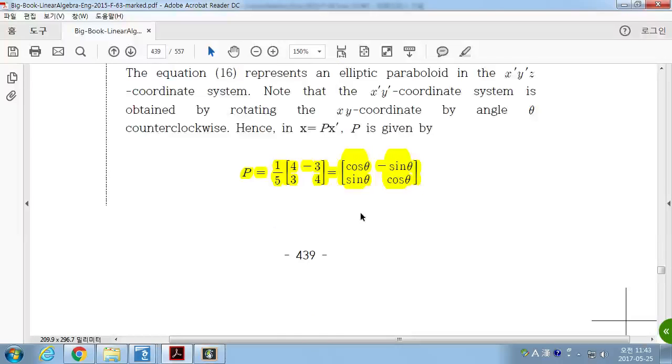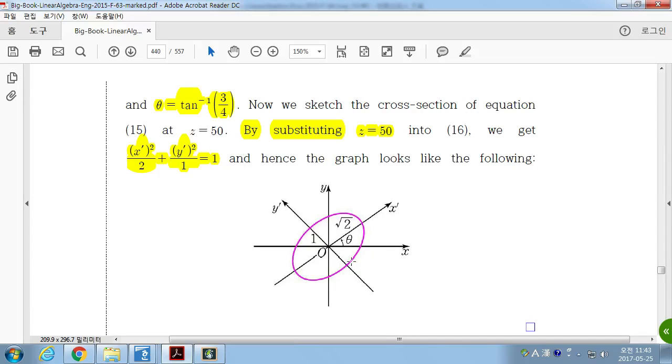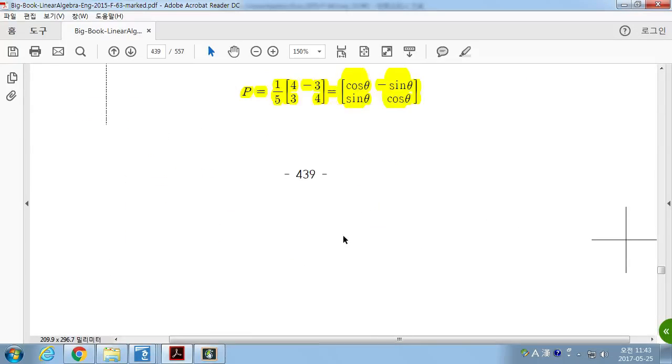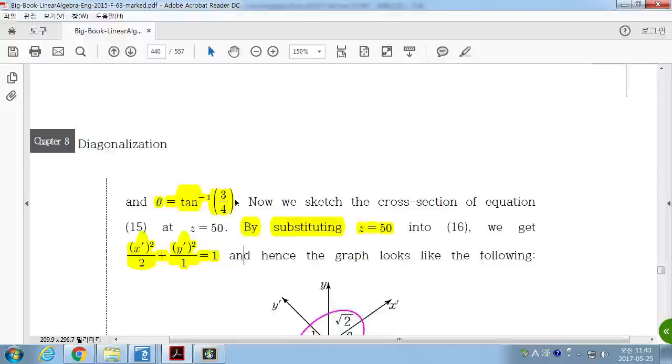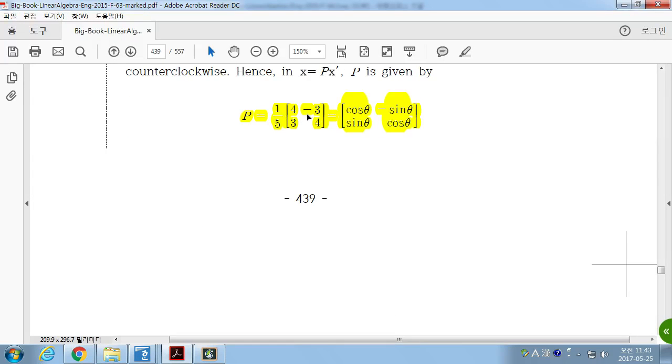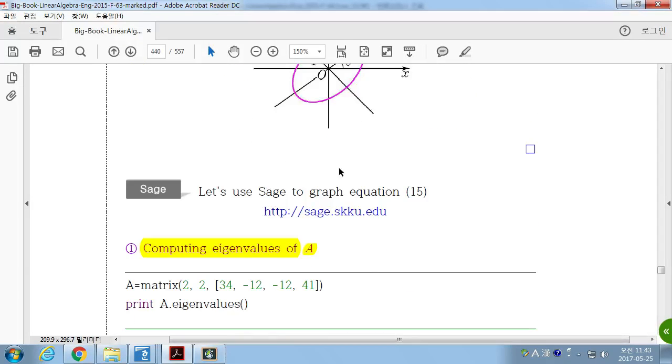So this can be obtained in this way. At G equal to 50, then we have this equation, simply. Then we can draw the graph here. This is just the rotation in the new axes, x' and y', which were decided by this P matrix, which is a rotation of this angle. Now from here, this value gives you the angle. Theta is arctangent 3/4. And you can draw the graph.